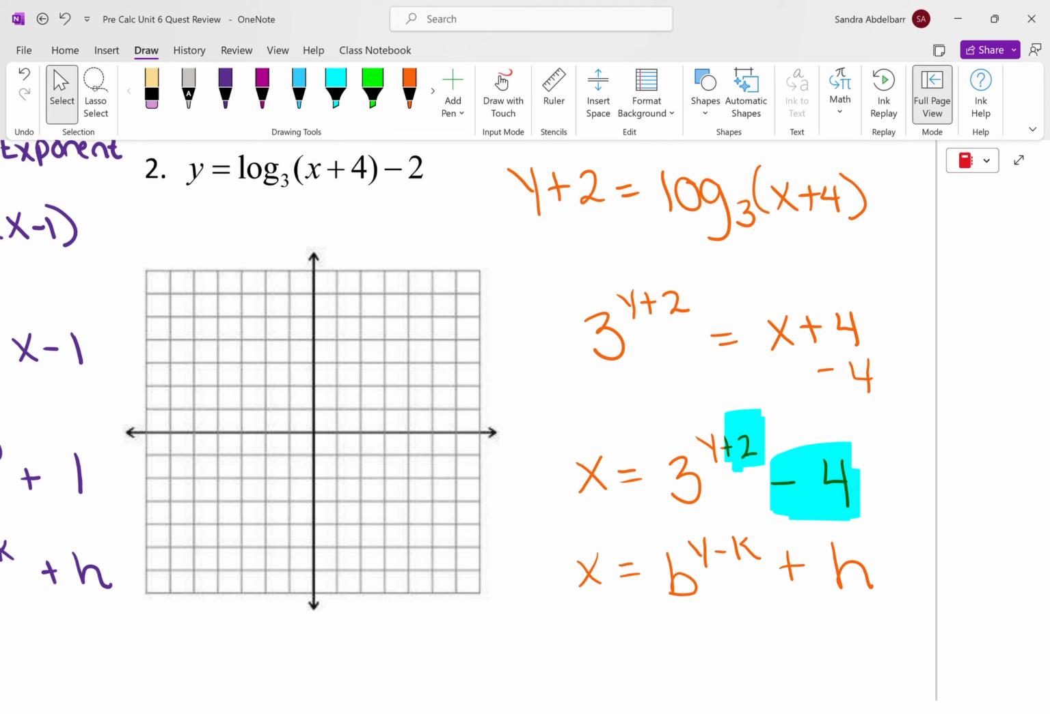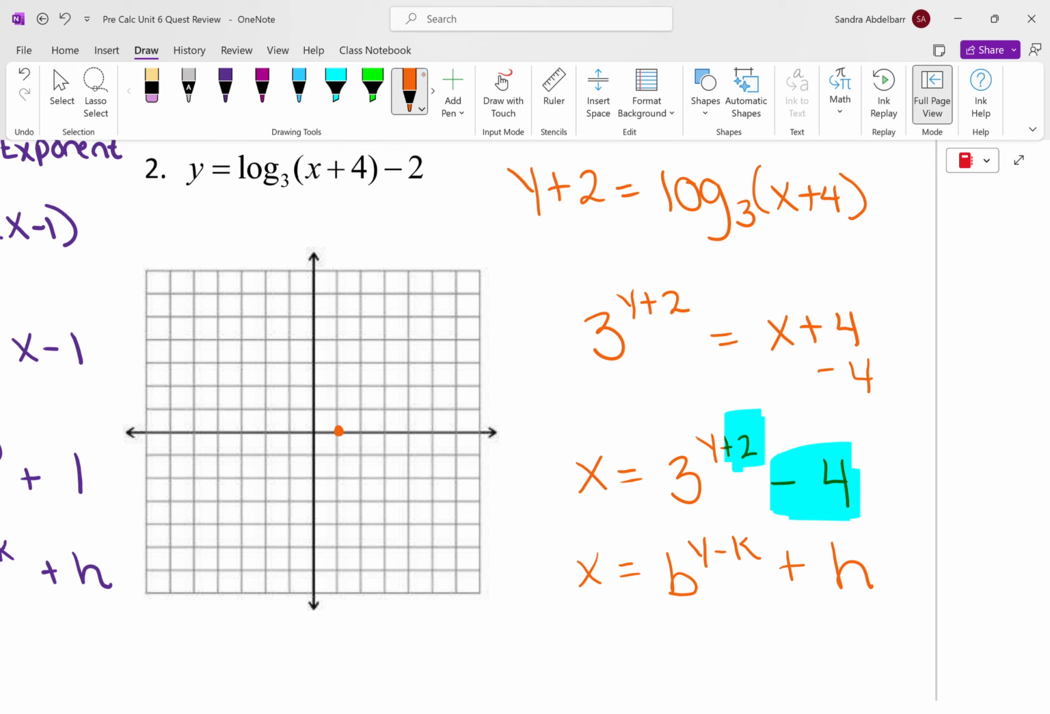Yeah. Okay. So what is the key point of the parent function here? Before shifting, the key point is 1, 0. But now we have to shift. Now remember, what goes with the y up here is our vertical shift. But because it's supposed to be a minus, when it's a plus, you're actually shifting down. It's the opposite. So I'm going to shift 2 units down and 4 units where? To the left. Very good.